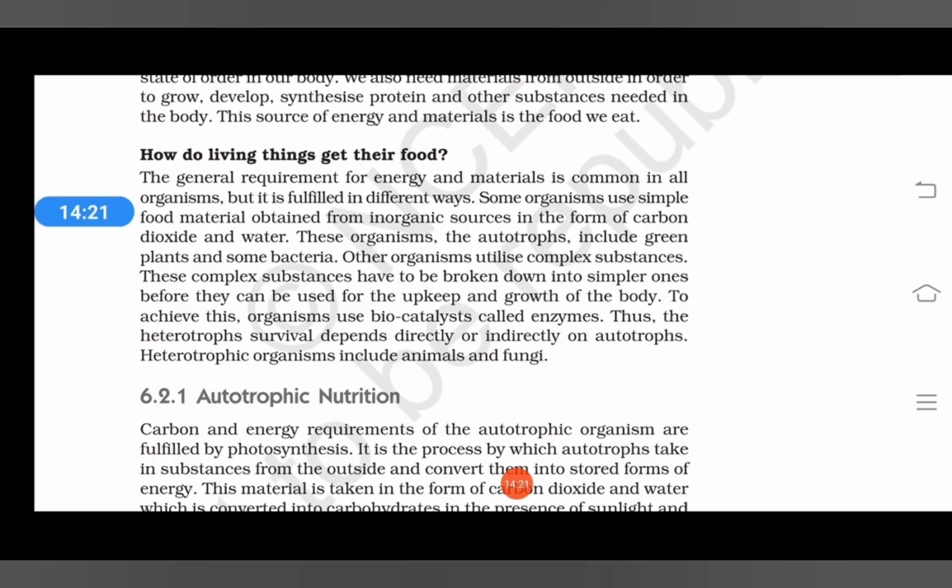So we will see in detail that some organisms prepare food from inorganic sources, and some have to depend on other animals or other organisms for their survival. They are called heterotrophs. So autotrophs are capable of making their food from inorganic sources, but heterotrophic organisms are dependent on other organisms. Some animals and fungi are heterotrophs.